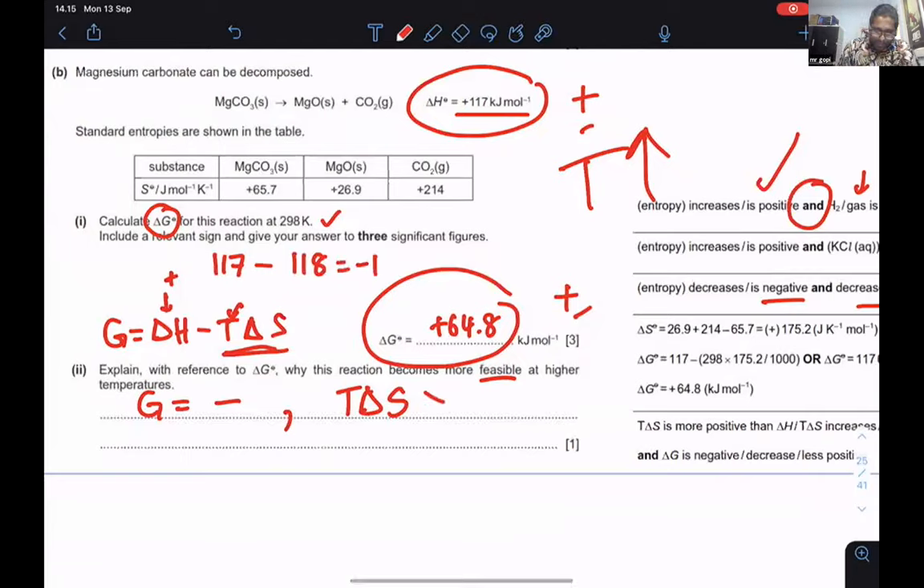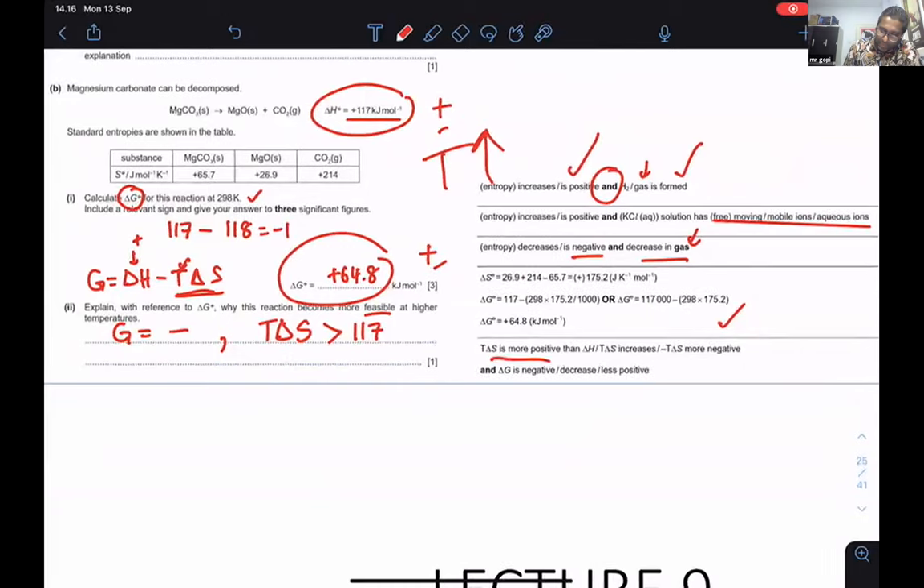So it means it must be greater than 117. Okay. That is the explanation that you're supposed to give. If you don't trust me, you can read. Okay. This is more positive than delta H.